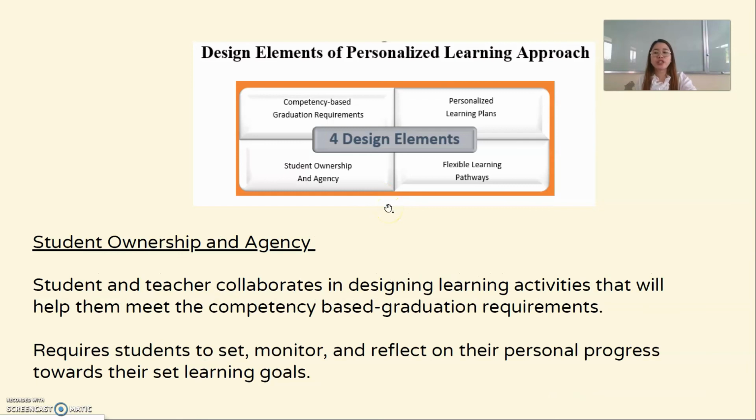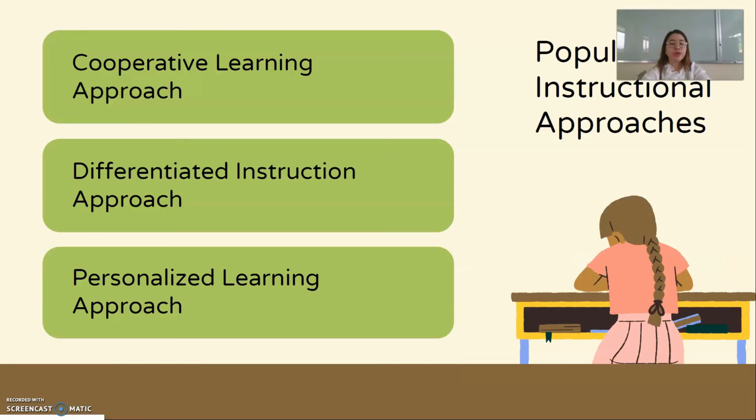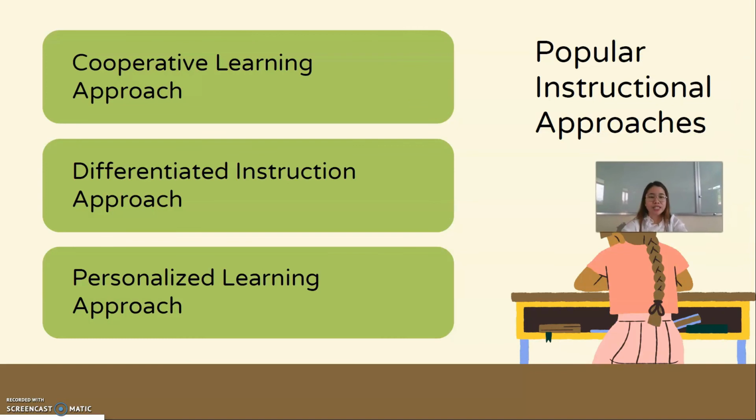And then lastly is the student ownership and agency. If the students have completed the tasks that they have included in their learning plans, of course, they will become very proud of themselves. They will take ownership of their own learning. They will be able to monitor and reflect on their personal progress. And one way to assess that is by allowing the students to create portfolios, okay? Portfolios. And those are the popular instructional approaches: the cooperative learning approach, differentiated instruction approach, and personalized learning approach.